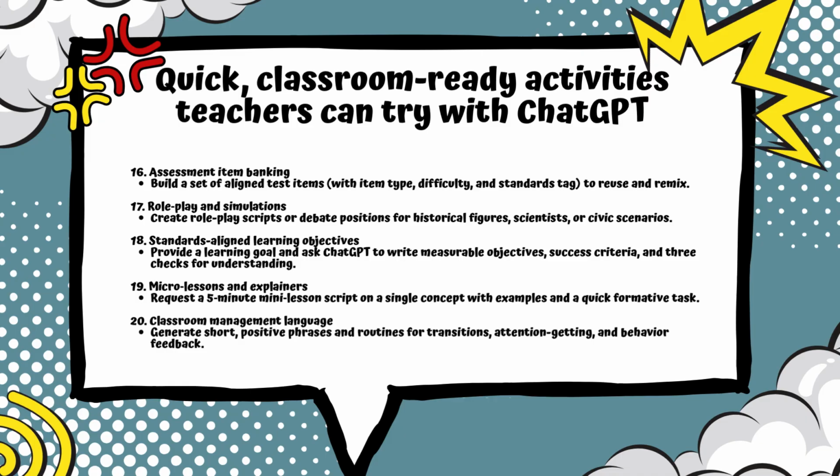It can help with standards aligned learning objectives by providing a learning goal and asking ChatGPT to write measurable objectives, success criteria, and 3 checks for understanding. Number 19, it can help with micro lessons and explainers. You can request a 5-minute mini lesson script on a single concept with examples and quick formative tasks. And then finally, it can help with classroom management language. It can generate short, positive phrases and routines for transitions, maybe attention getting, and behavior feedback.